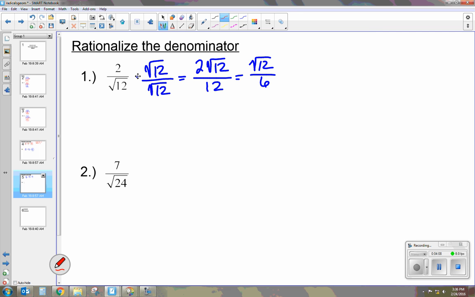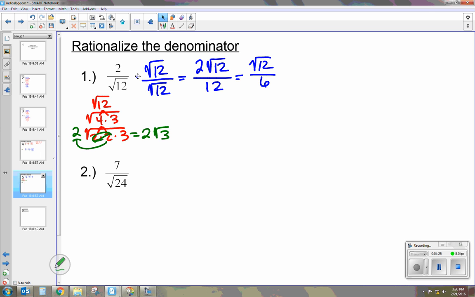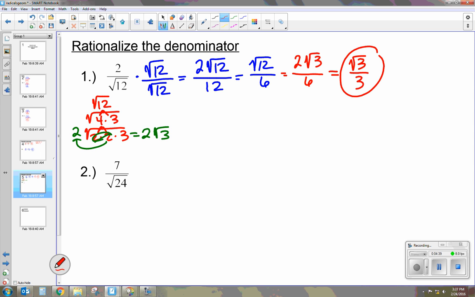If I simplify the square root of 12, I get 4 and 3, and then 2 times 2 times 3. I have doubles of the 2. Bring it to the outside, so I have 2 square roots of 3. So I can rewrite the square root of 12 as 2 square roots of 3 over 6. And I can simplify once again. 2 over 6 gives us 1/3. So it's the square root of 3 over 3.